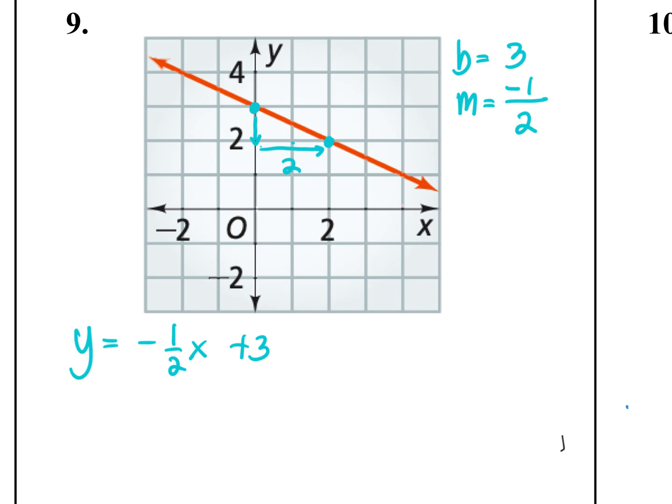Now let's see if we are correct. Okay, so if this is going to be our line, the equation of the line I mean, we're going to get this point. This point is located at 2, 2.